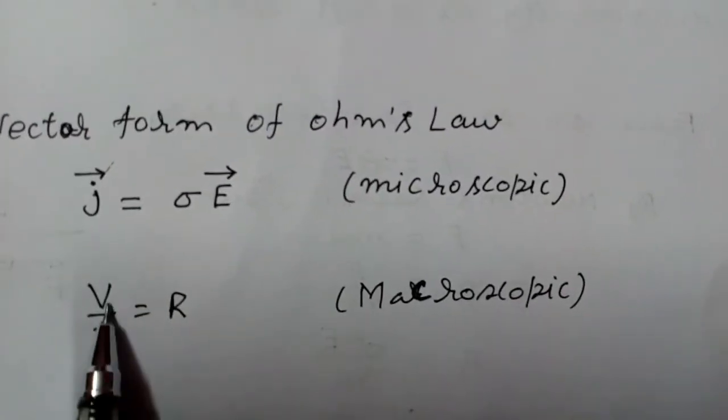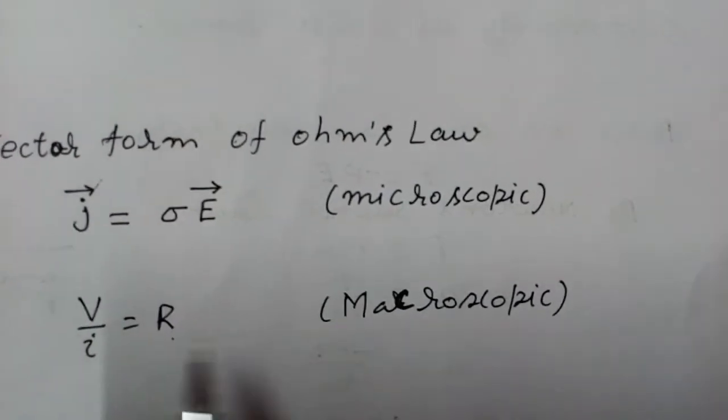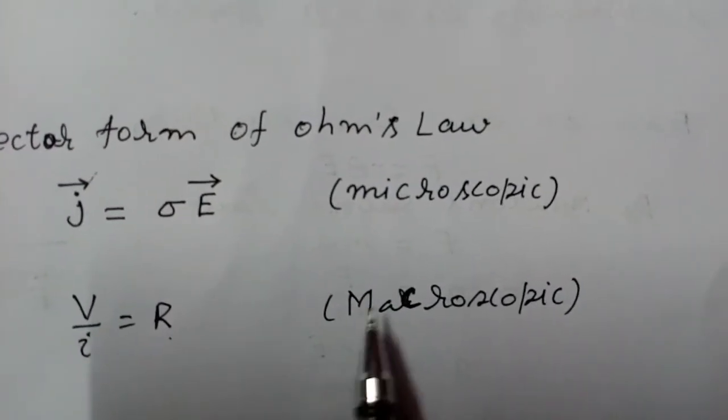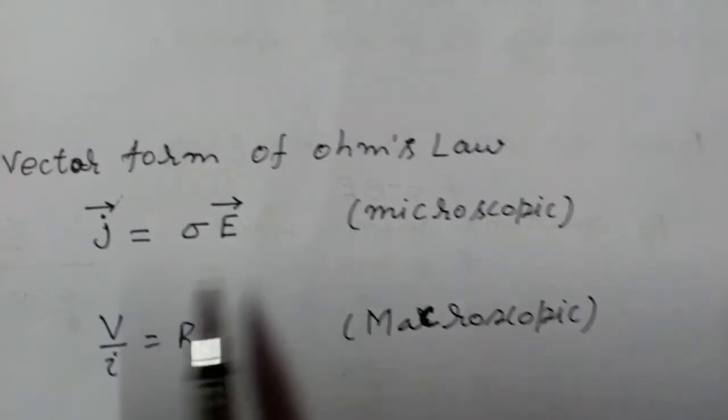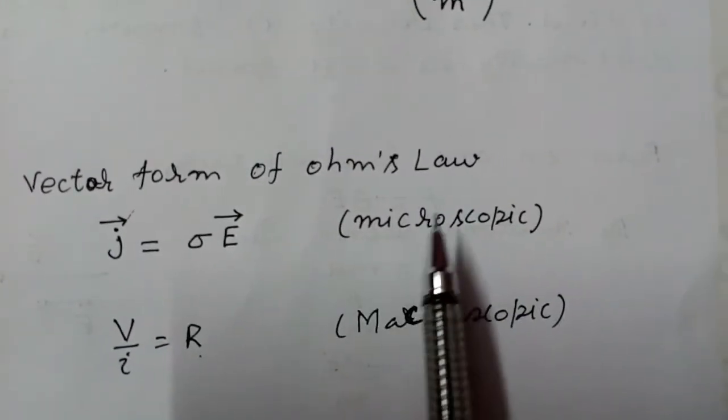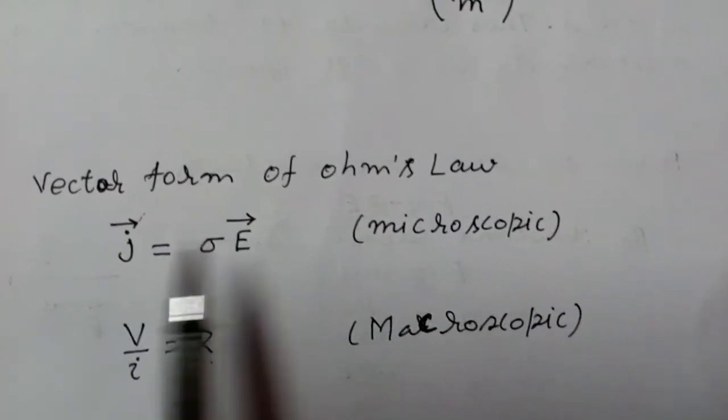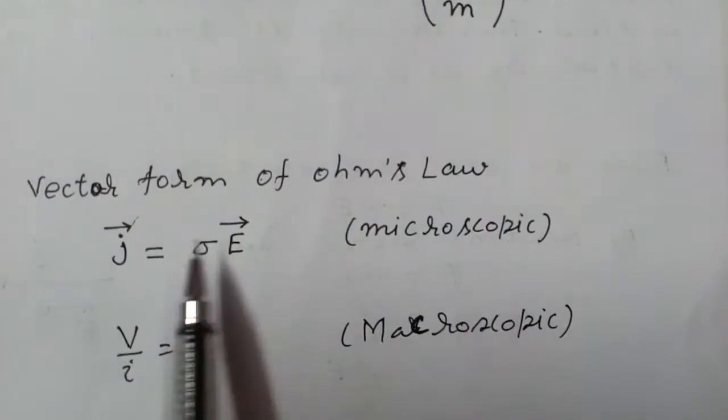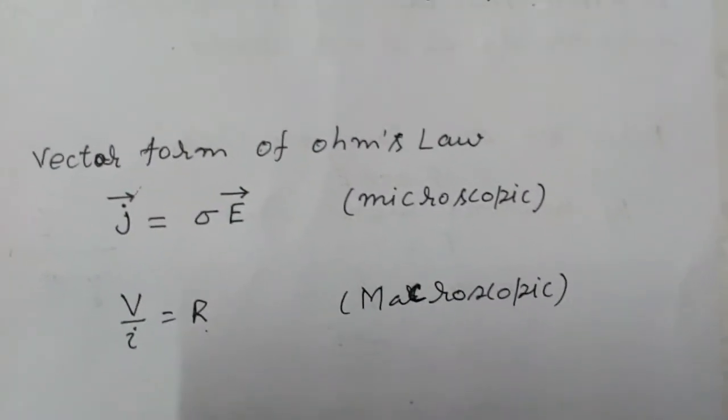So Ohm's law V upon I is equal to R is also known as the macroscopic form, and J is equal to sigma E is the microscopic form of Ohm's law.